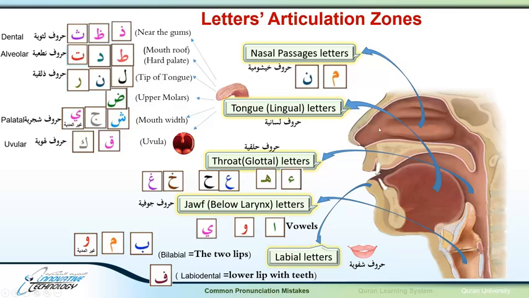Then we have a group of letters that articulates in relation to the gums, and we call it dental letters or gum letters. And then we have a group of letters that articulates in relation to the lower incisor teeth, and they are called whistle letters. These are the ones.